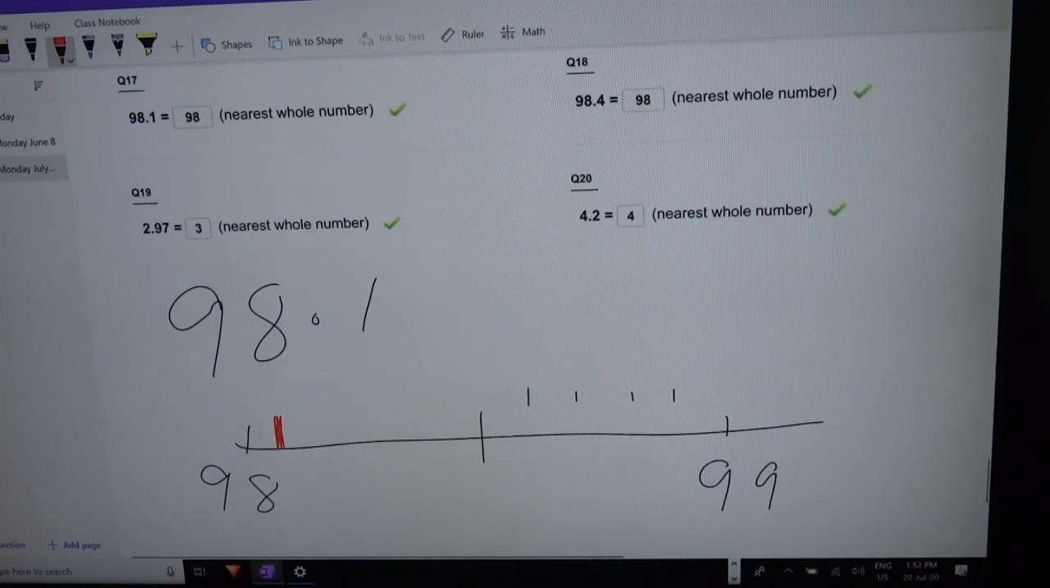The question then is, is 98.1 closer to 98 or is it closer to 99? So you can see there a little gap between 98.1 and 98, or we have a much larger gap to 99. So our answer is that this, to the nearest whole number, is written as 98.